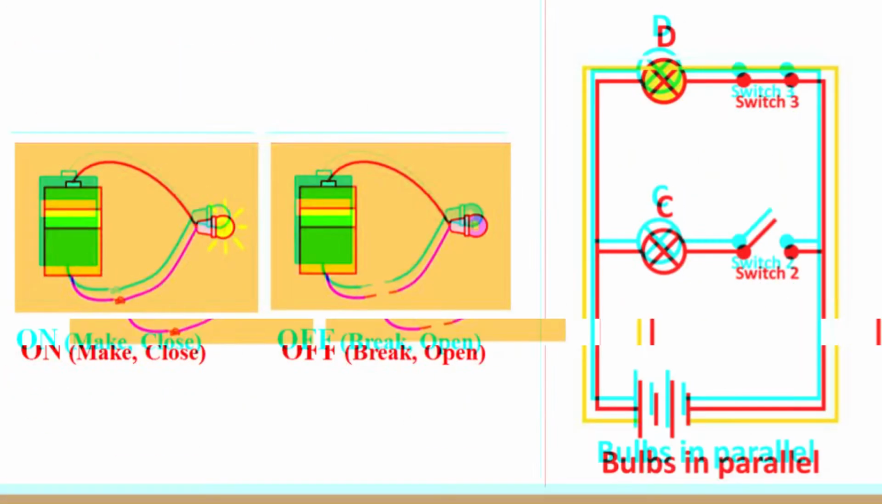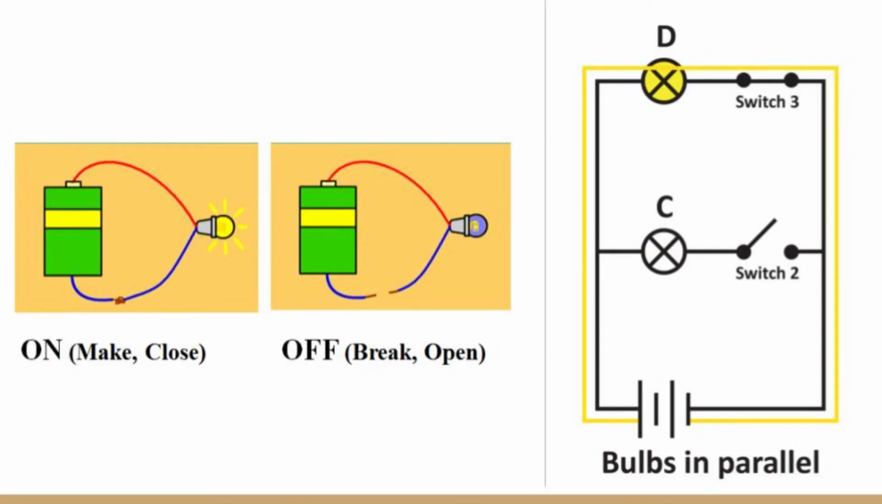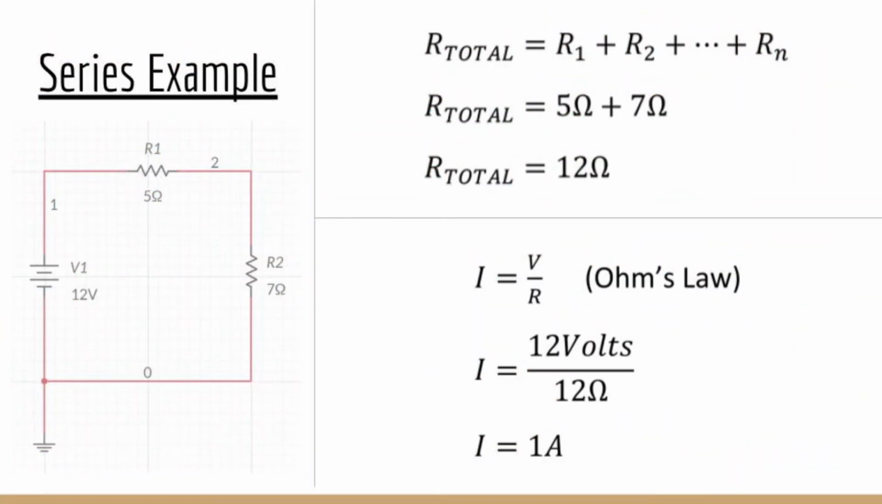For a series circuit, as you can see on the left, there is a fault. If there is a fault within any element, the entire circuit will break. However, within a parallel circuit on the right, if an element in a branch has a fault, then only that branch will fail, but the rest of the circuit will remain working.